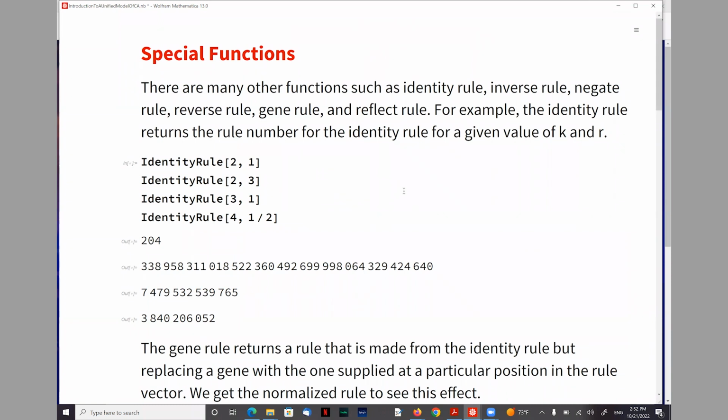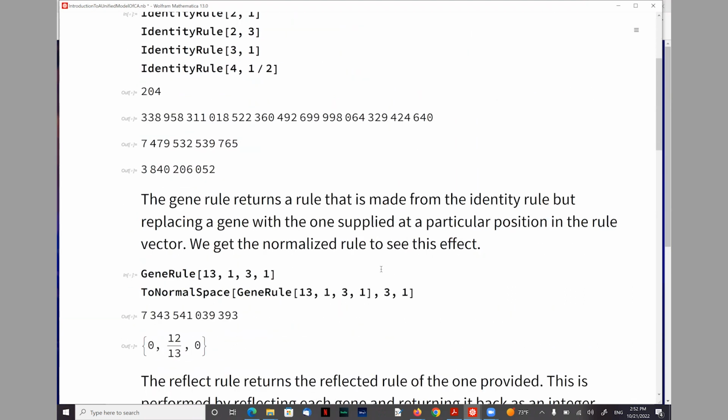Then there are all kinds of special functions, like the identity rule. You can actually get the identity rule in any of the spaces. So this is for 2,1, 2,3, 3,1, and 4,5. And these are the different identity rules that you can realize in the different spaces.